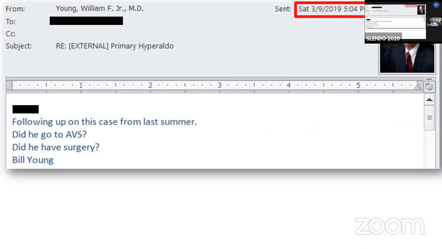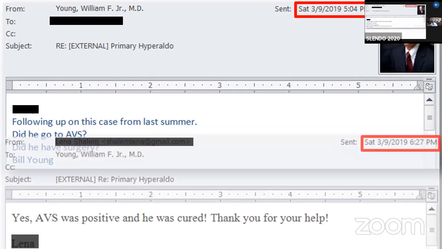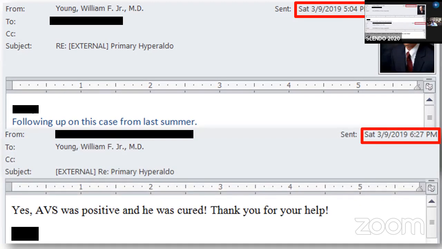So remember, I got that email in the summer of 2018. I wrote this physician back in March of 2019, following up on the case from last summer. Did he go to adrenal vein sampling? Did he have surgery? Response: yes, AVS was positive and he was cured. Thank you for your help.